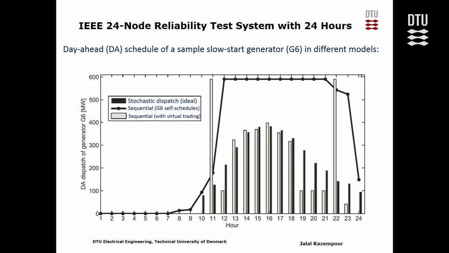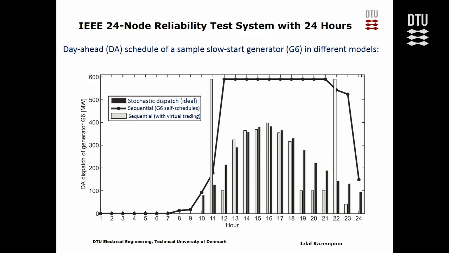But if we solve the problem sequentially and deterministically, while we have virtual trading, virtual bidding, but G6 goes to the market, not self-schedules, then you see this poor generator is dispatched at hour 11 here, at hour 12 here, at hour 13 here, something like this. So it incurs a high startup cost and shutdown cost. Right? It's a final dispatch in the real time.